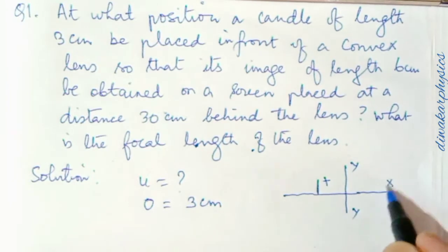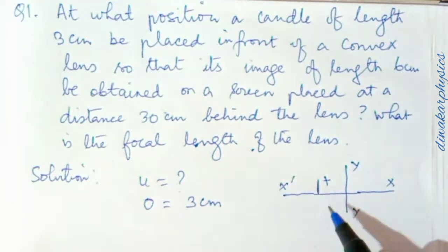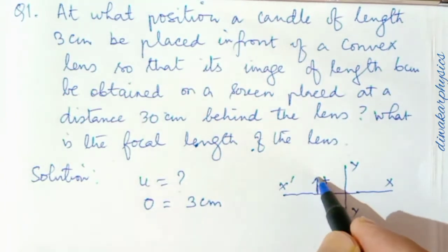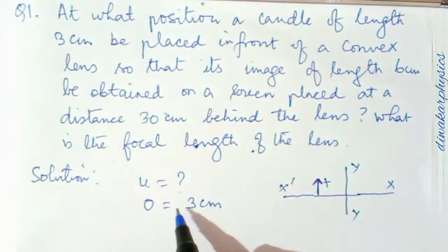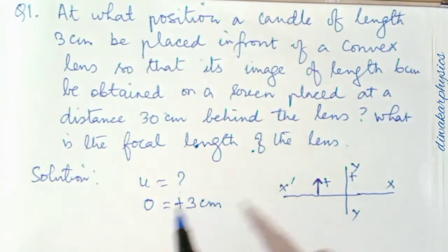Now, sign convention: the object is always kept erect, upright, so it is on the positive side of the y-axis. So this sign convention you can follow. The object is always kept upright, so we'll put a positive sign, towards the positive y-axis.